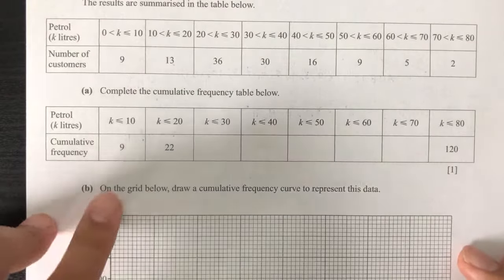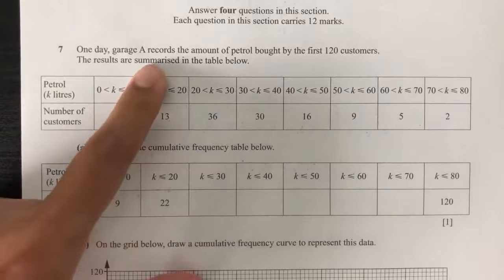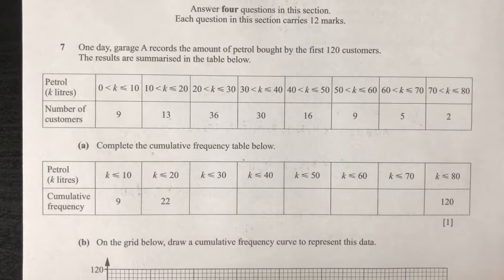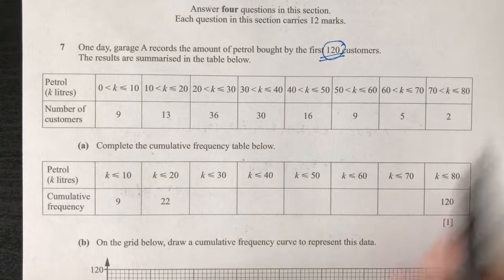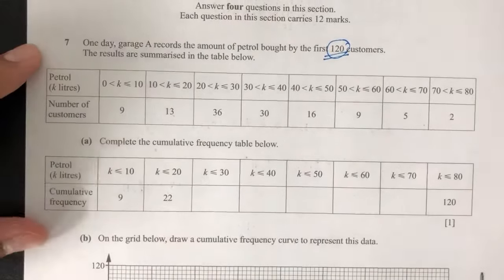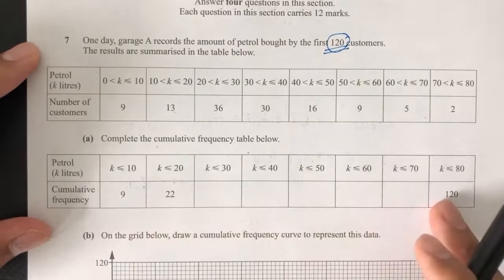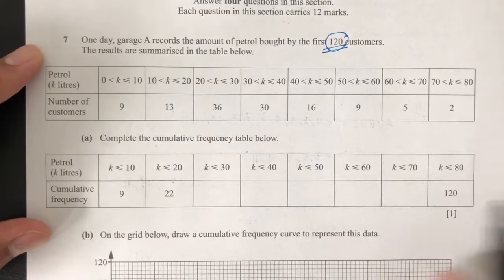So part 1. So it says one day garage A records the amount of petrol bought by the first 120 customers. So we have 120 people in this survey. Now we have to complete this table. This is the cumulative frequency table.